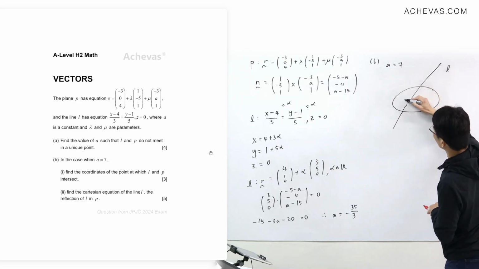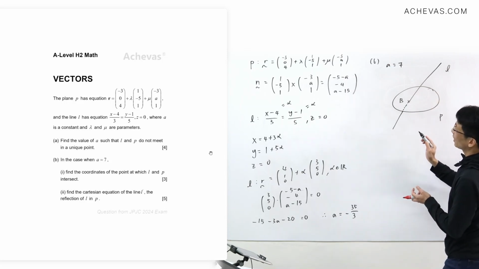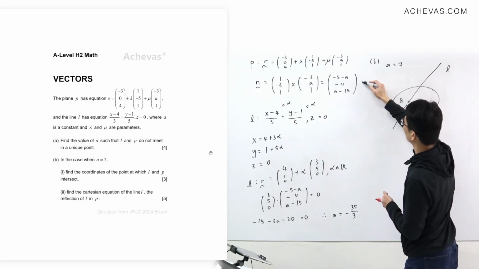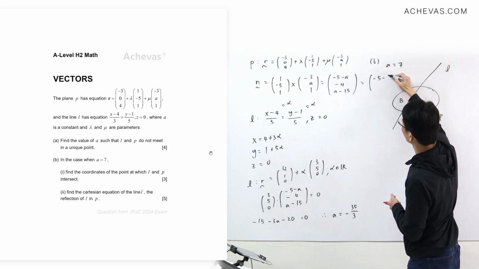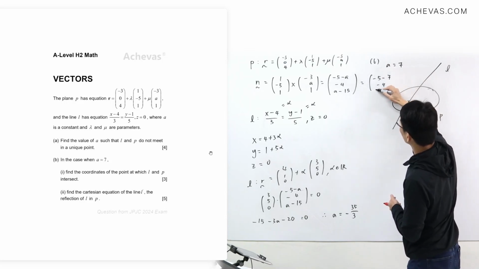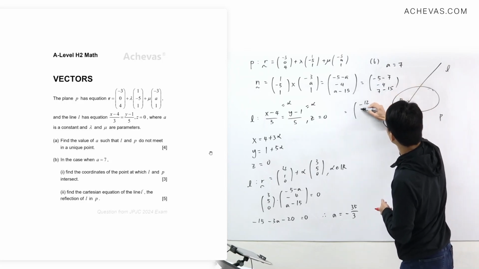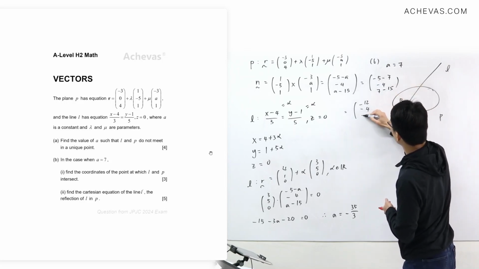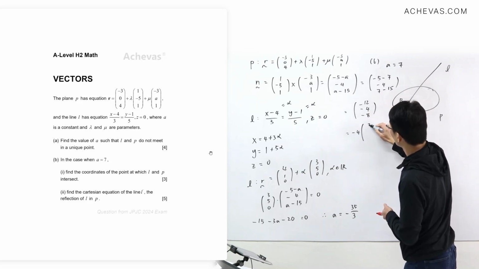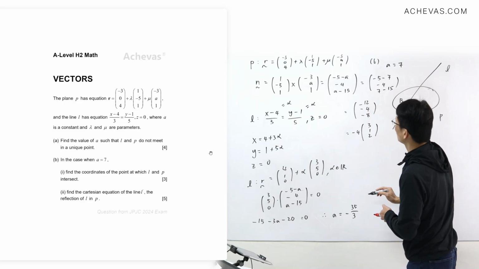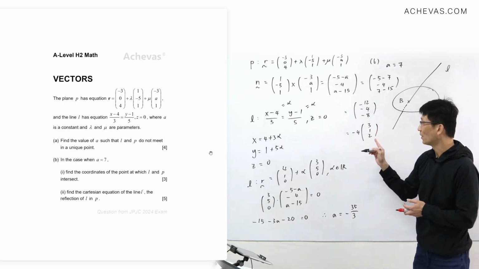Maybe I can call this point B, and maybe we can just find out the normal vector first by subbing in a equal to 7. So when a equal to 7, I will get (-12, -4, -8). Factorizing out -4, I'll get (3, 1, 2). So the normal of the plane will just be (3, 1, 2) in the simplified form.